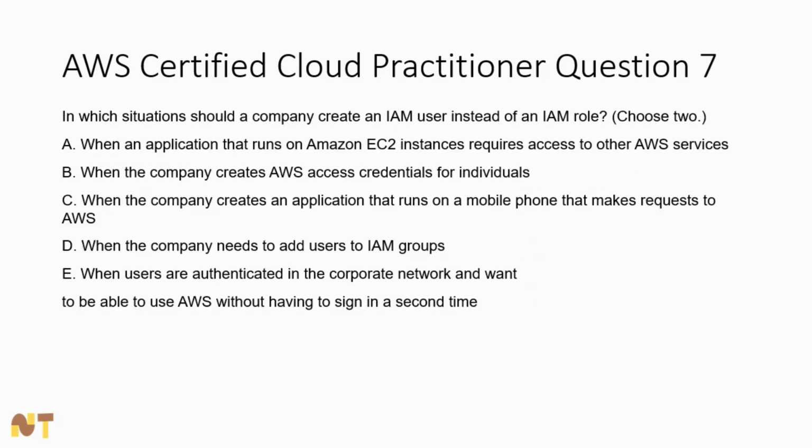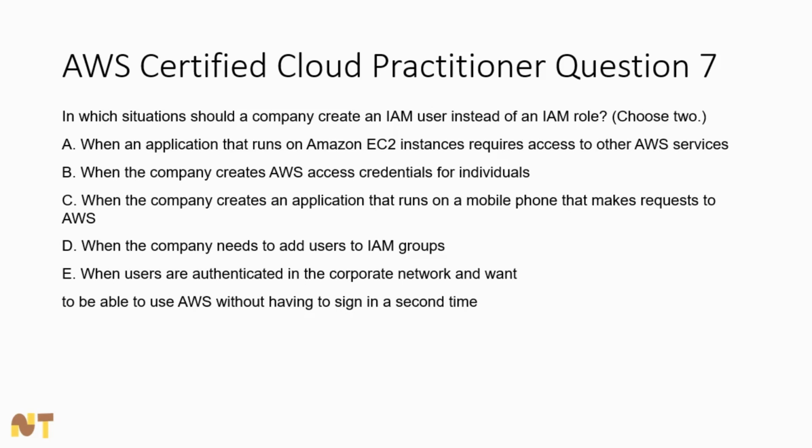In which situation should a company create an IAM user instead of an IAM role? Choose two. Options are A, when an application that runs on Amazon EC2 instances requires access to other AWS services. Option B, when the company creates AWS access credentials for individuals. Option C, when the company creates an application that runs on a mobile phone that makes requests to AWS. Option D, when the company needs to add users to IAM groups. Option E, when users are authenticated in the corporate network and want to be able to use AWS accounts without having to sign in a second time.